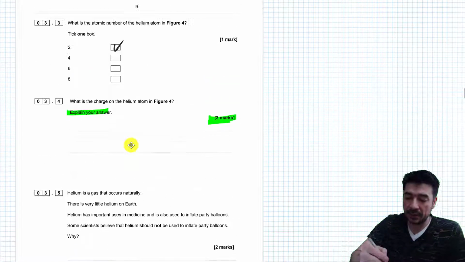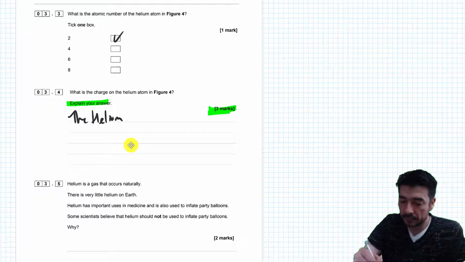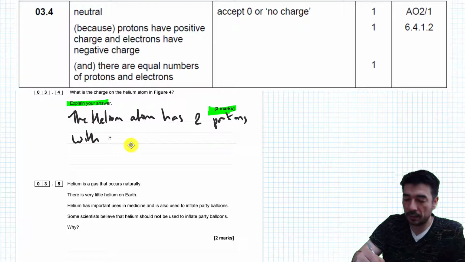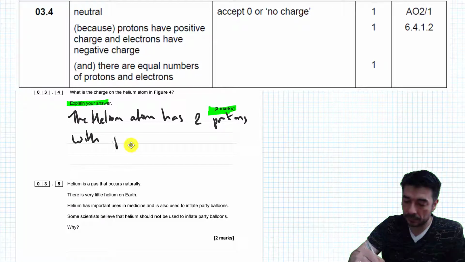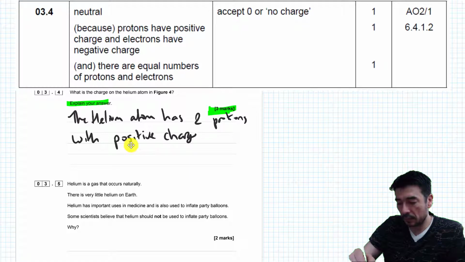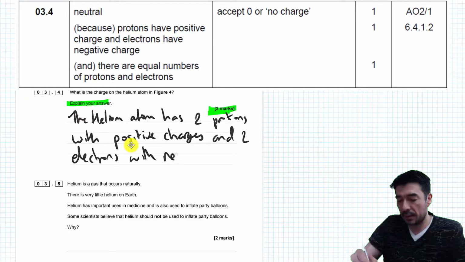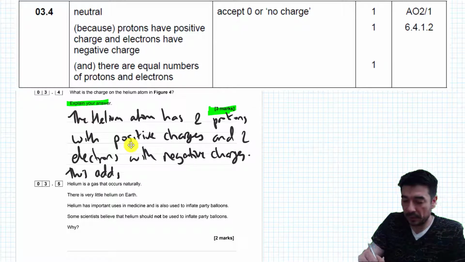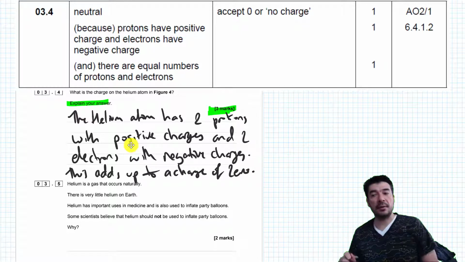Okay, so you have to say the helium atom has 2 protons with positive charges. I should write the whole word. And 2 electrons with negative charges. Full stop. This adds up to a charge of 0. Right, so hopefully I've said enough to get the full marks for that.